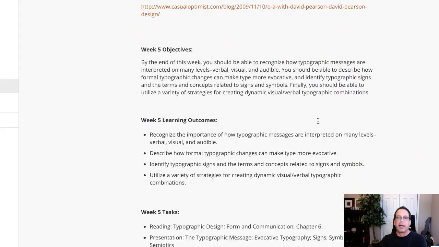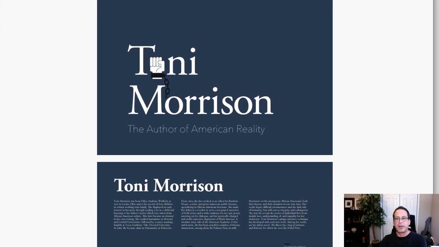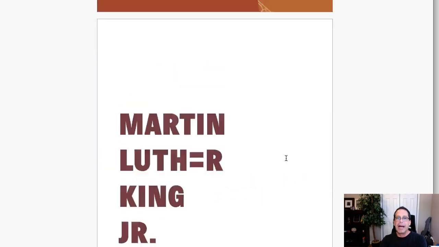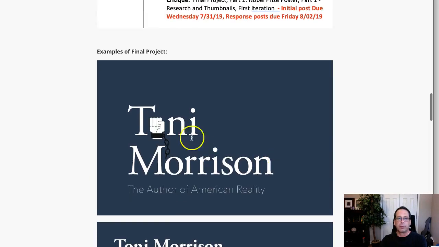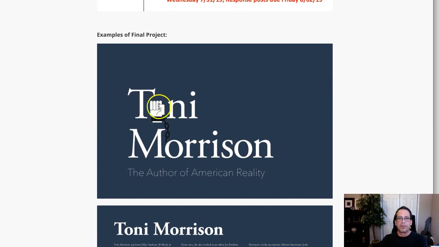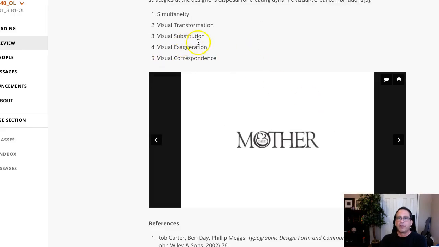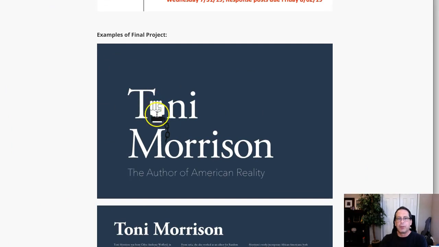Then we get down to the bottom of the page, and I've got some examples here from very successful posters from previous students. These would be considered very high A work. Okay, let's go through these real quick. The first one, okay, so this is an illustration, right? But it's replacing the note, this is called visual substitution. Okay, it's replacing the O in Tony. So this would be considered a typographic solution. So this is perfectly acceptable.